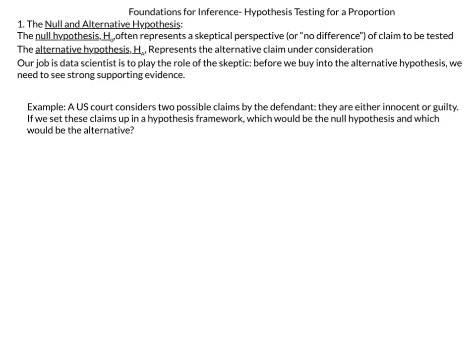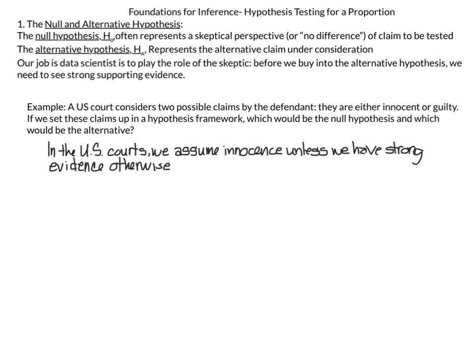The canonical example is the U.S. courts. When we look at claims about the defendant, there are two possibilities: either the defendant is innocent or guilty. If we set up these claims in a hypothesis framework, which would be the null hypothesis and which would be the alternative? In the U.S. justice system, we assume innocence unless we have strong evidence otherwise. So we're skeptical of guilt. We don't want to jump to the conclusion of guilt. So we would set up that H0 is innocent. That's the one we tend to stick with, and HA is the one we are skeptical of, and we need strong supporting evidence before we accept the alternative hypothesis of guilty.